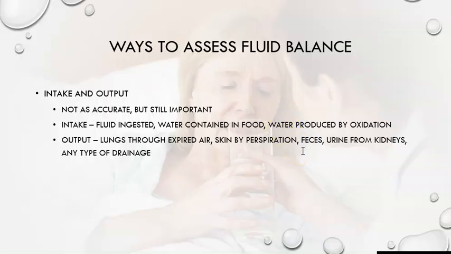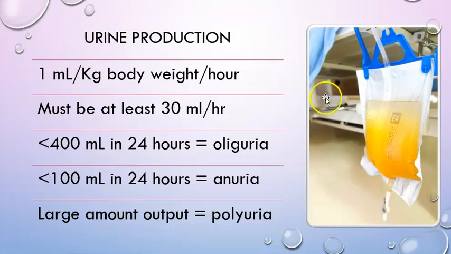Another way to assess fluid balance is your I's and O's. These are still very important. Your CNAs will do these a lot, but they're not as accurate as your weight. With your urine production, you want your patient to have at least 30 mLs an hour, no greater than 400 mLs in 24 hours.